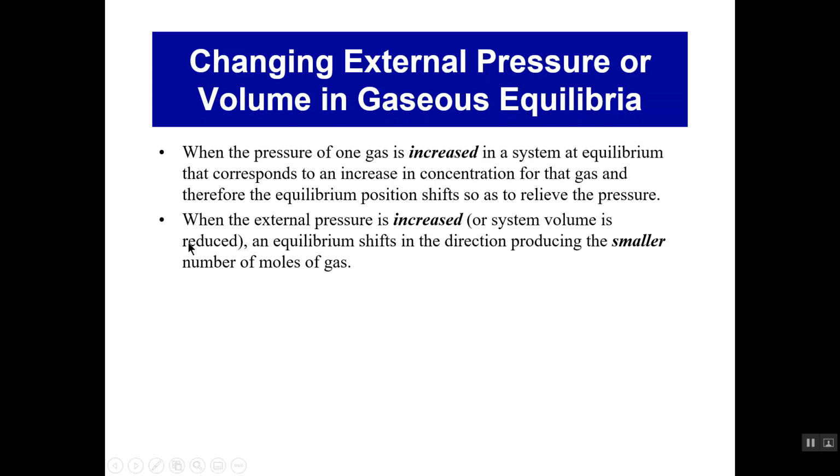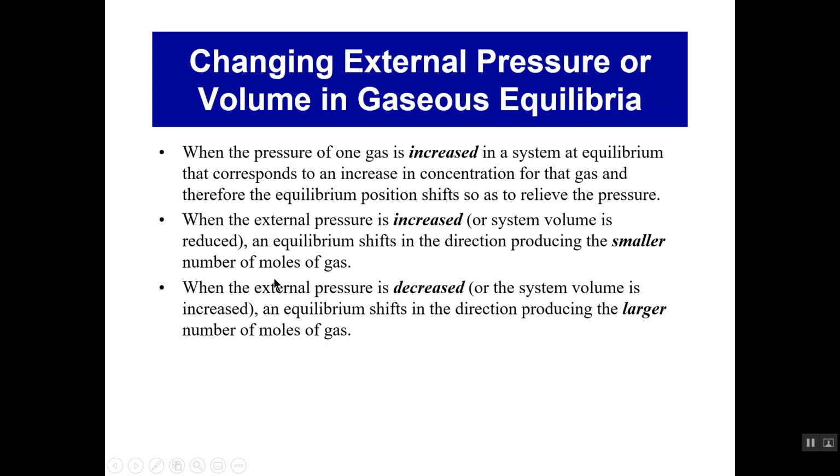Well, according to this statement right here, this predicts what will happen when the external pressure is increased, right? Or correspondingly, if the volume is reduced, which is basically the same thing, then the equilibrium will shift in the direction producing a smaller number of moles of gases. So therefore, what you have to do is look at the stoichiometry of the reaction in order to make a prediction as to how the system will respond when you increase the pressure.